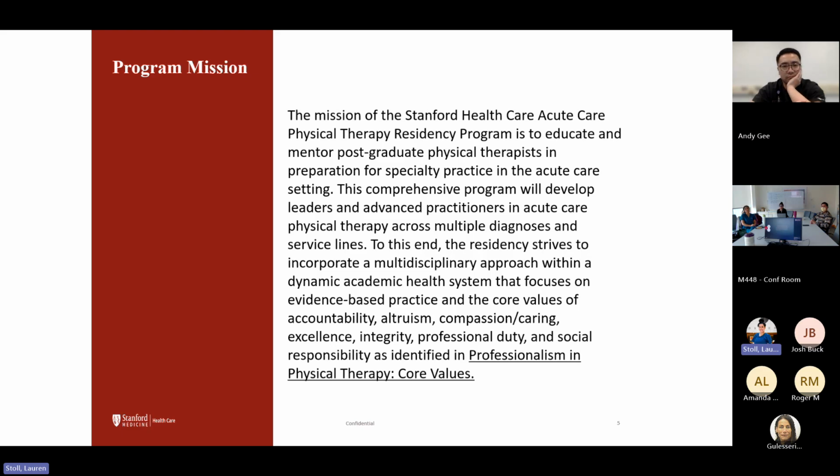You really feel like you are highly skilled, competent, and able to be a really proficient clinician in acute care. So that is essentially what we are describing in our mission. We're creating a program where we can help support that and help develop really dynamic providers in acute care.